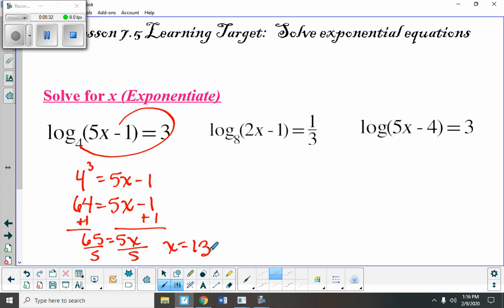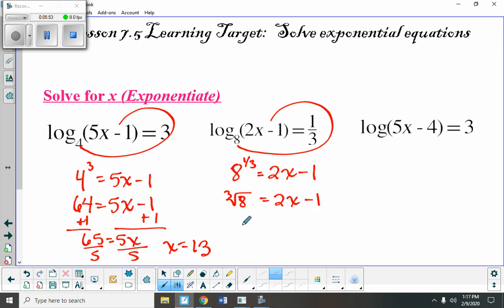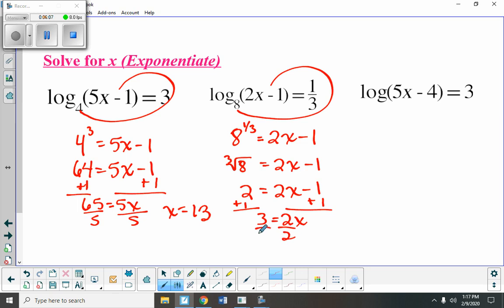Let's try it again. Log base 8 of 2x minus 1 equals 1/3. We can't solve it this way, and so we write it in the other form. 8 to the 1/3 is equal to 2x minus 1. And 8 to the 1/3, remember, if we write that in root form, that means the cube root of 8. And the cube root of 8 is 2. And now we are just solving the equation for x. So we're going to add 1 to both sides. So 2x equals 3. And then divide by 2. So x is equal to 3/2.